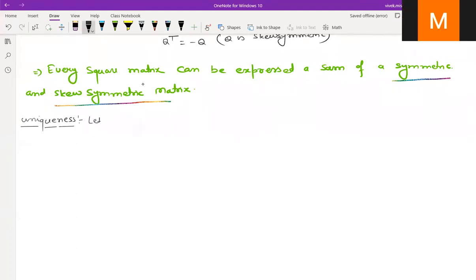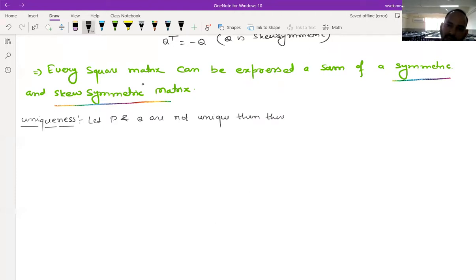So let P and Q are not unique. मान लिया. Then there exists another matrix, another symmetric matrix.